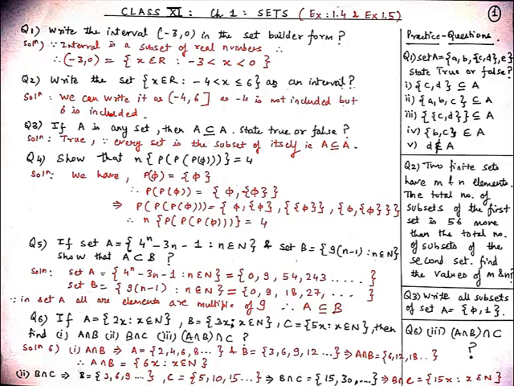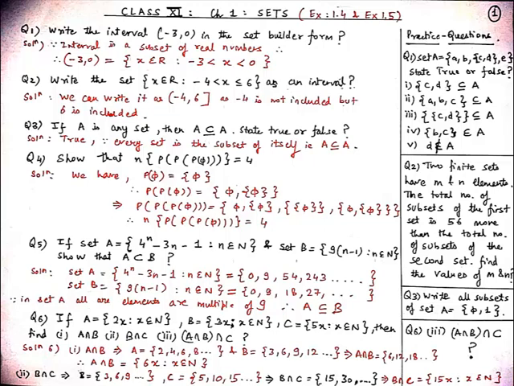And now our fourth question for today is: show that n(P(P(P(phi)))) = 4. So from here first we will solve the innermost bracket, which is P of phi, and now find the power set of phi, which is equal to {phi}. As you know, the power set is the collection of all the subsets of set A. We know that the power set of phi is {phi}.